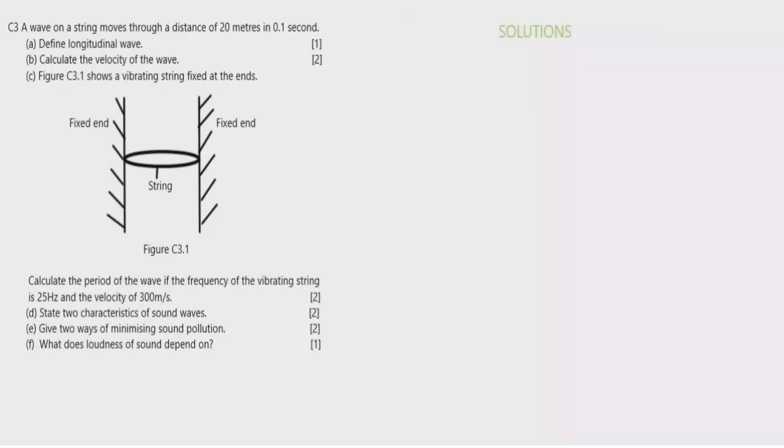So what is a longitudinal wave? We can define it as follows. A longitudinal wave is a wave in which particles move parallel to the direction of the wave. So that's how you answer question A there. Now we go to question B.